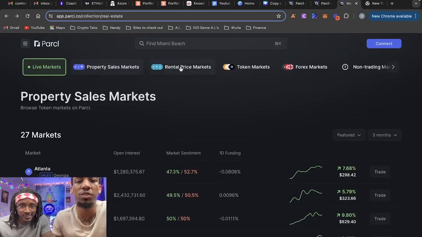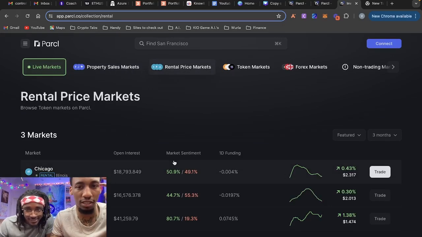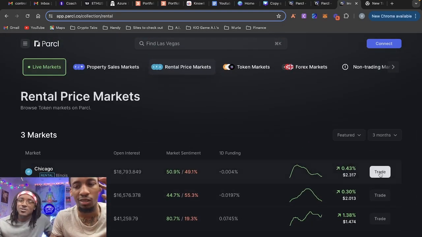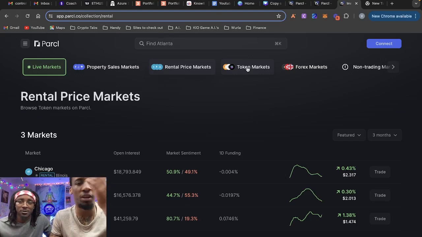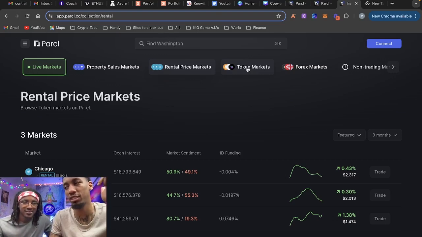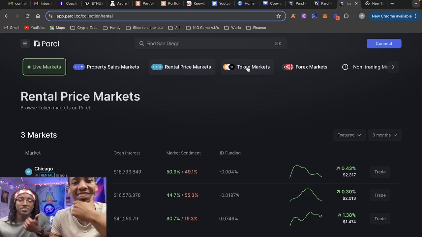So that's property sales markets. They have rental price markets. They only have 3 here. There's another one called Lofty. With that project, you can actually invest in real rental property. But maybe we'll do that one. Yeah, I was going to say, maybe we'll do that one. That one's built also on Solana. But for right now, let's not disrespect the Parcl guys, because they've been working so hard for this. Sorry, guys.